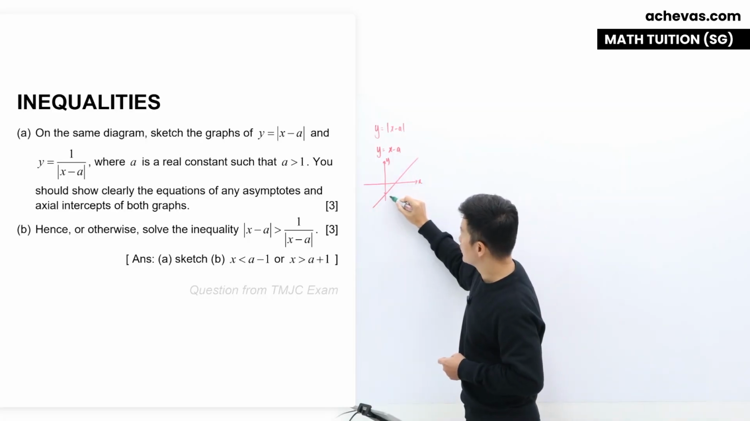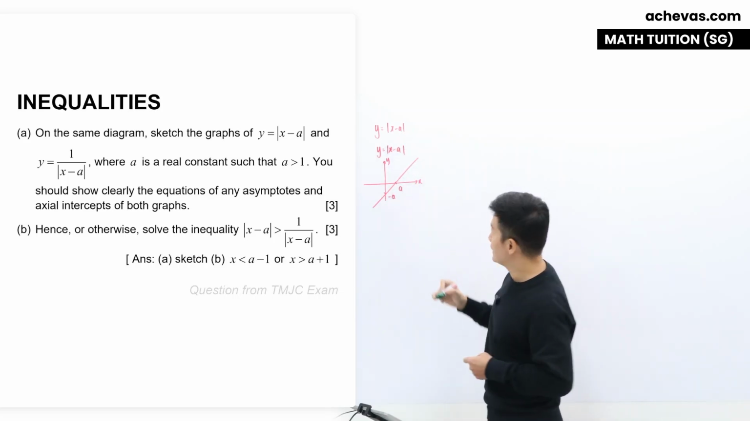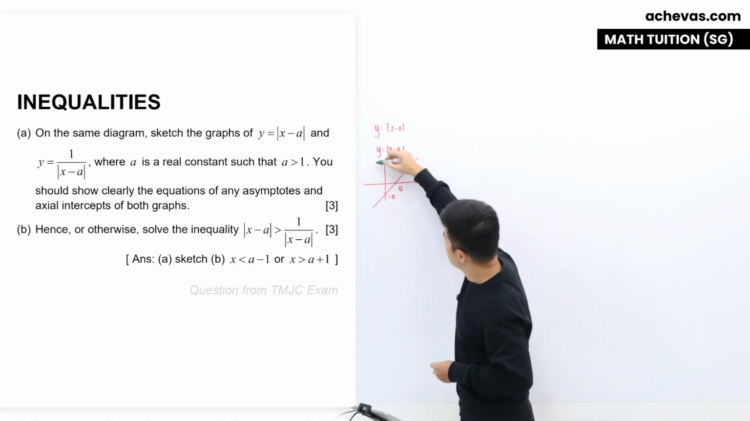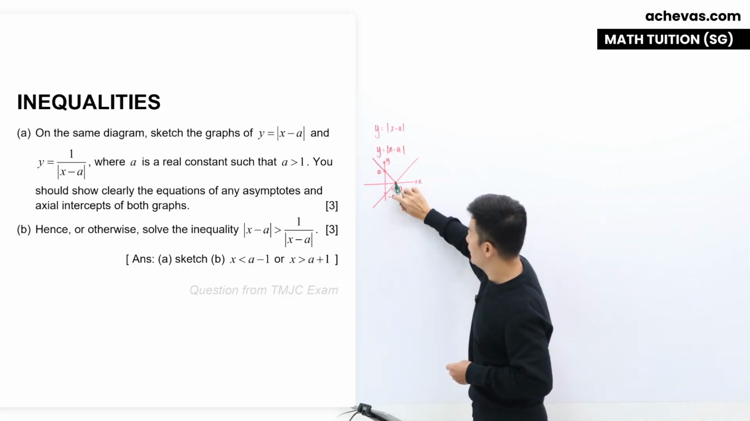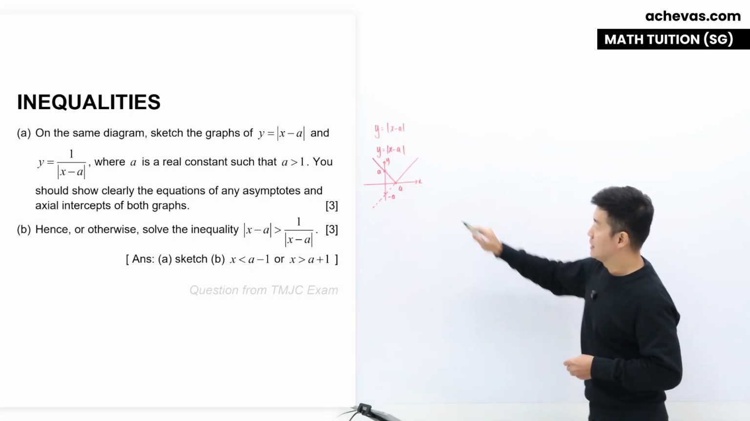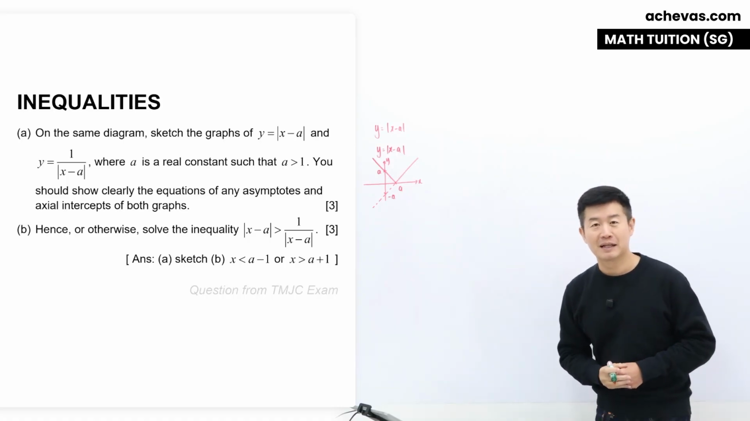And this point here is going to be at minus a, and this is going to be at a. So with a modulus applied to this linear graph, it is going to be taking this portion that is below the x-axis, reflect it about the x-axis, giving us something that is like this. And here will be when y is equal to a, and this portion we will be ignoring. So this V shape here will be the graph of y is equal to modulus of x minus a.